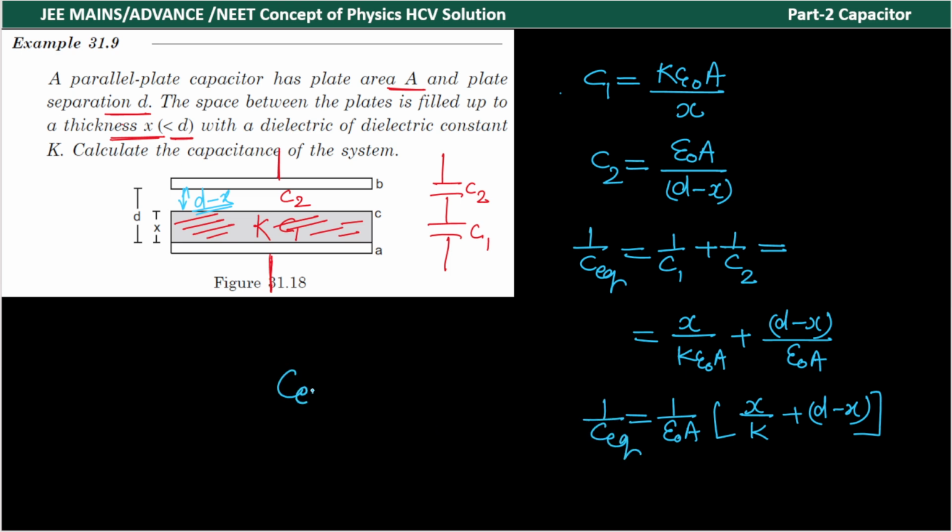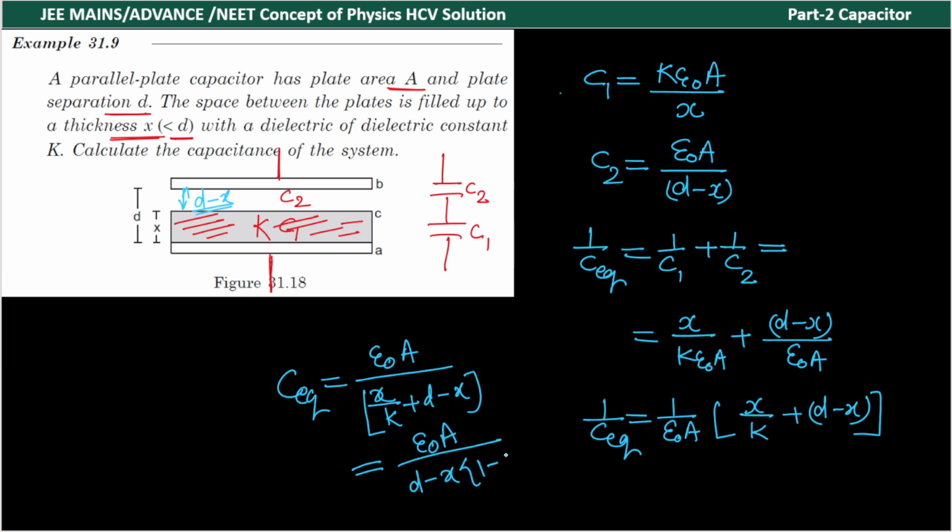So what is this C equivalent? This C equivalent will be epsilon naught A divided by x by K plus D minus x. That is the final expression. If you want to take this x common from these two terms, we can also write this formula in terms of D minus x times the bracket 1 minus 1 by K.